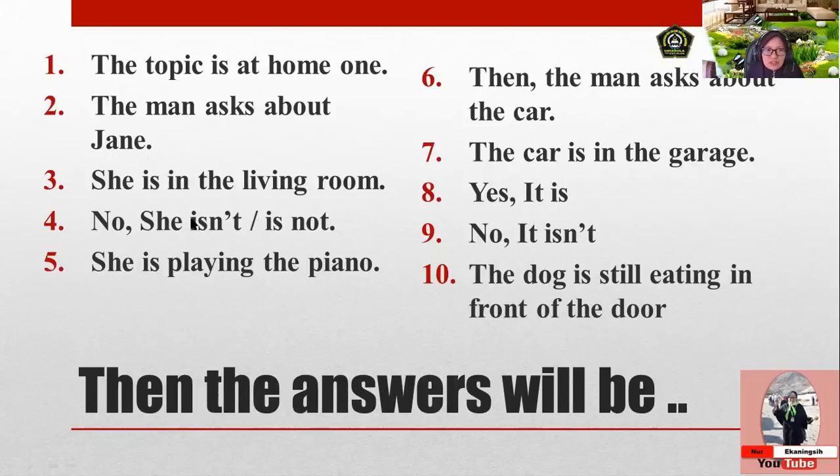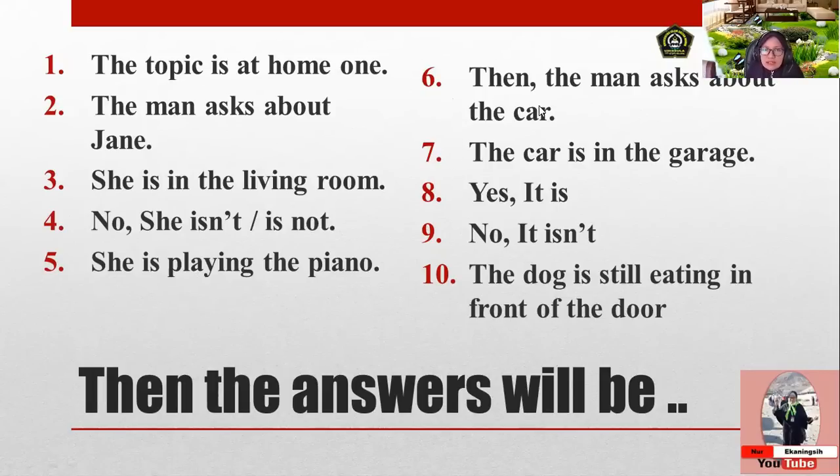The third answer, the third response: she is in the living room. And then the fourth: no, she isn't, or no, she is not. Okay, it means the question here is a yes or no question. So the fourth answer is no. So you have to follow it by using the subject and then be not if you are going to answer yes or no. Okay, and also for yes, it's the same. And then number 5, the response is she is playing the piano.